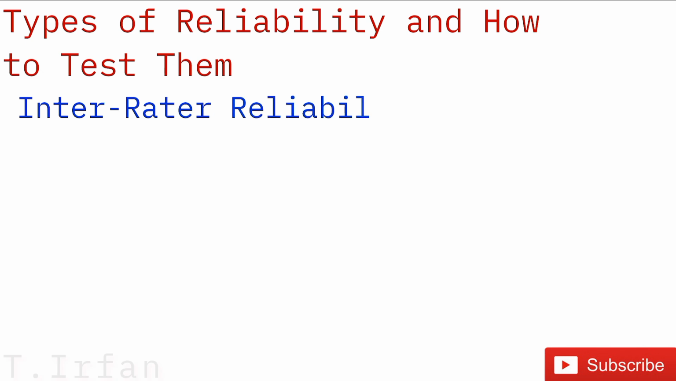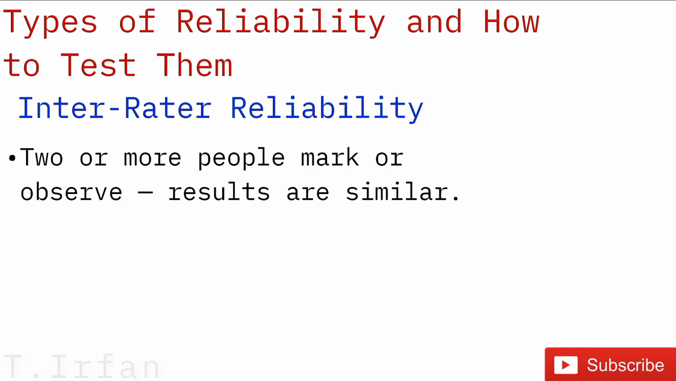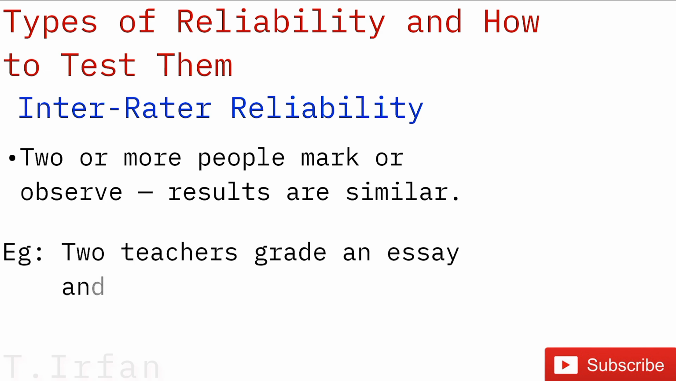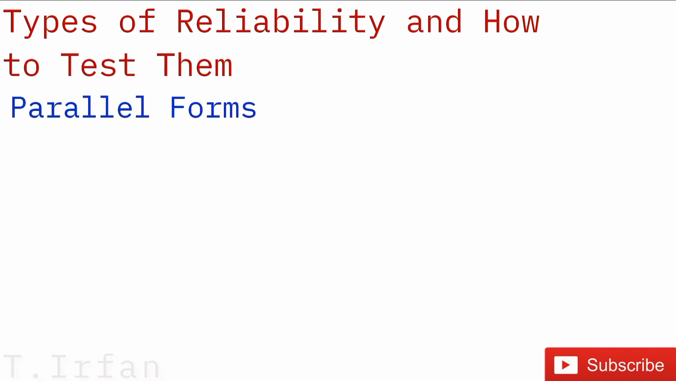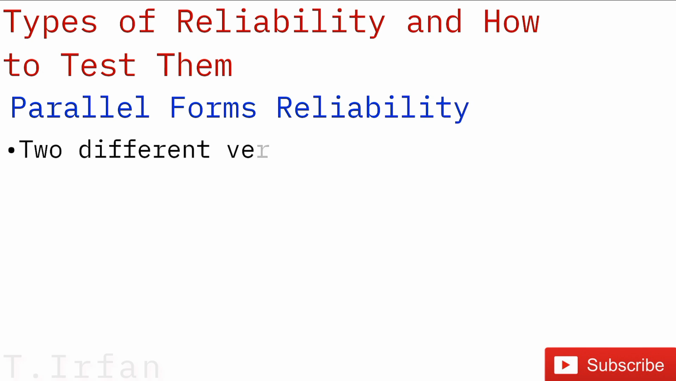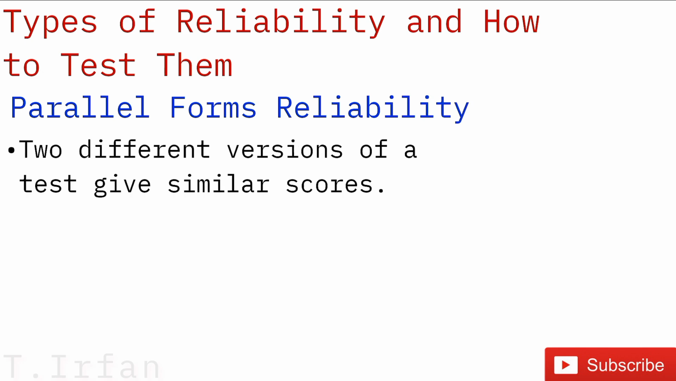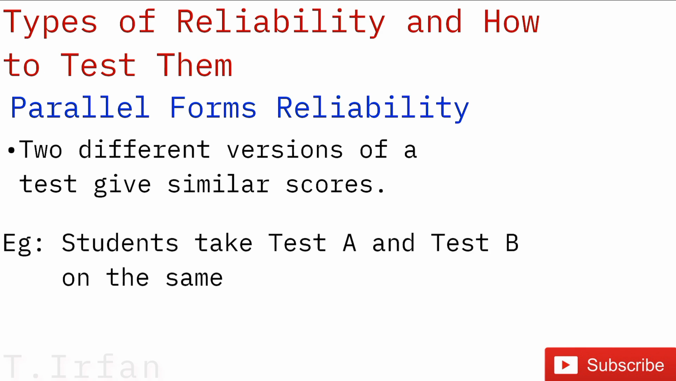Inter-rater reliability. If two or more people mark or observe the same test and the results are similar, we can say that the test has inter-rater reliability, or the test is reliable. For example, if two teachers grade an essay and give similar results, then the test is reliable. Parallel forms reliability. If two different versions of a test give similar scores, then the test has parallel forms reliability. For example, students take test A and test B on the same topic and the results are similar or match. We say that the test is reliable.